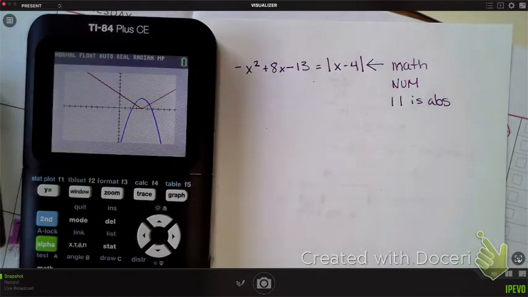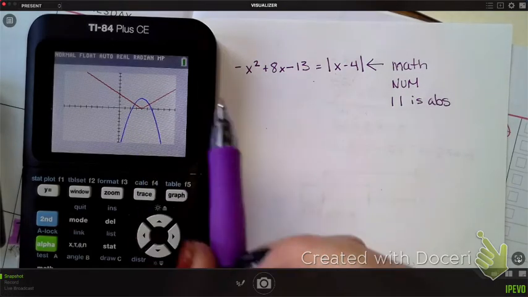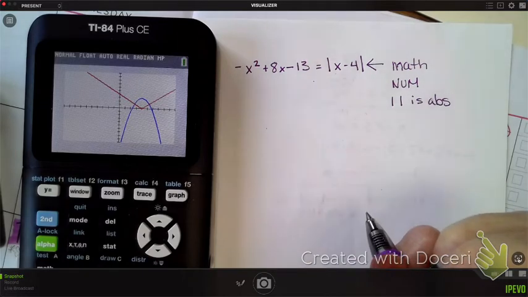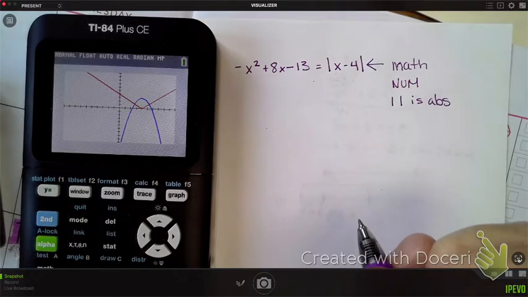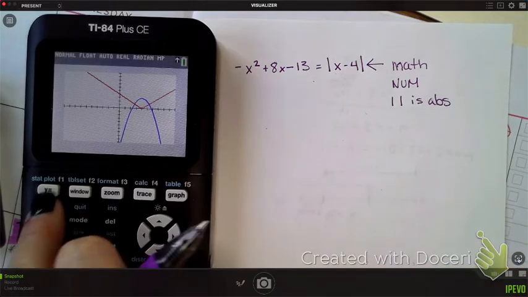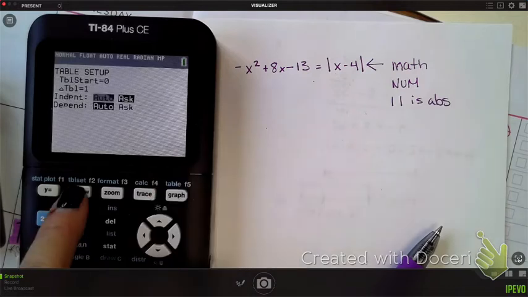So now we know we need to figure out what this intersection point is and what this intersection point is. There are 2 ways to do that. You can do it by a table, or you can do it through telling the calculator to find that point. So the first thing we're going to do is use a table. See this table set right here?